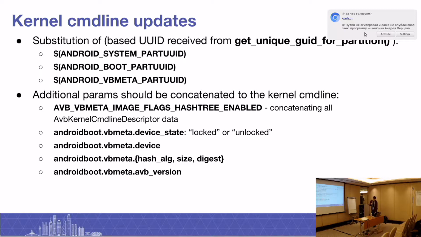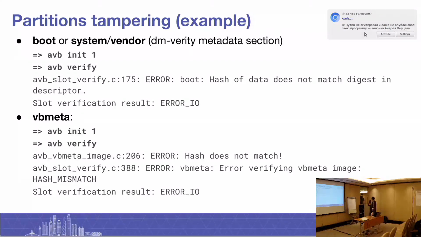Also we can perform some substitution of existing params like Android system partition identification number, also boot partition, and VB meta partition unique ID. It is an example of how we actually invoke Android verified boot as verification.